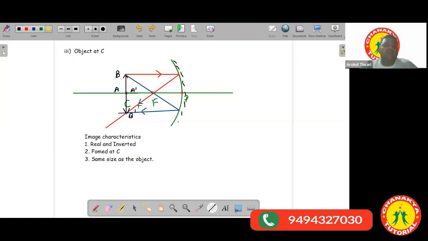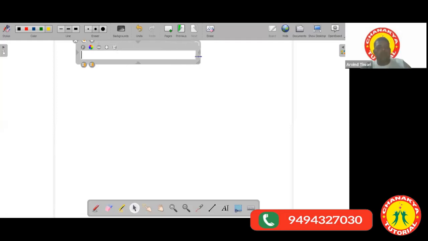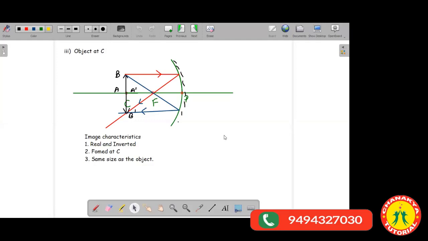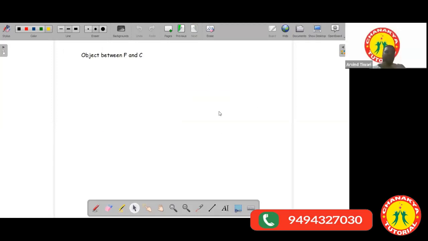The next one, now we place the object between F and C. So the next diagram, we place the object between F and C. Sir, could you once show the previous diagram? Yeah, sure. Okay, so this is your previous diagram. Now you will draw the same mirror, but keeping the object between F and C.